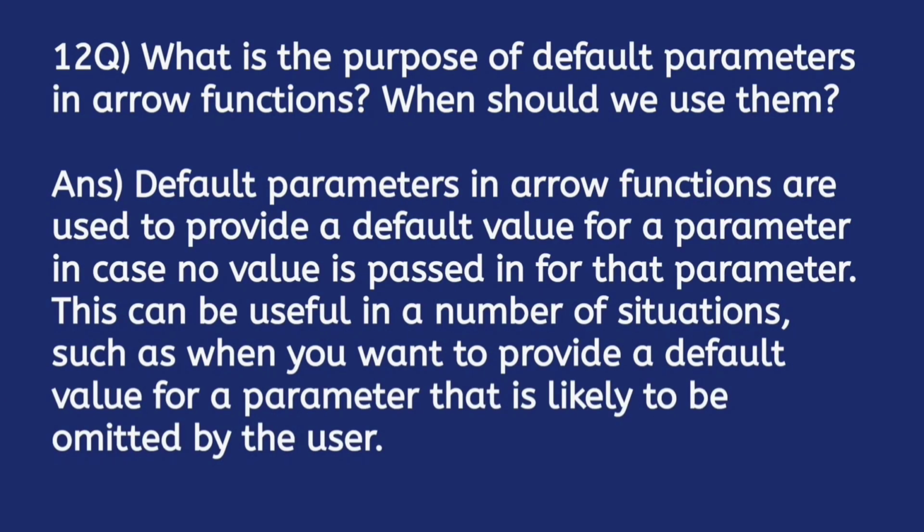What is the purpose of default parameters in arrow functions? When should we use them? Default parameters in arrow functions are used to provide a default value for a parameter in case no value is passed in for that parameter. This can be useful in a number of situations, such as when you want to provide a default value for a parameter that is likely to be omitted by the user.